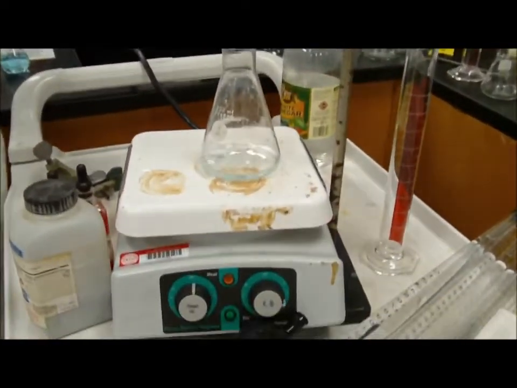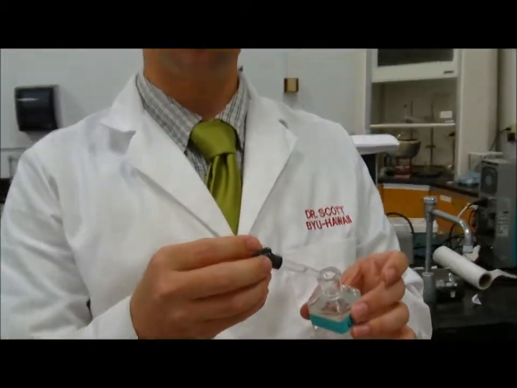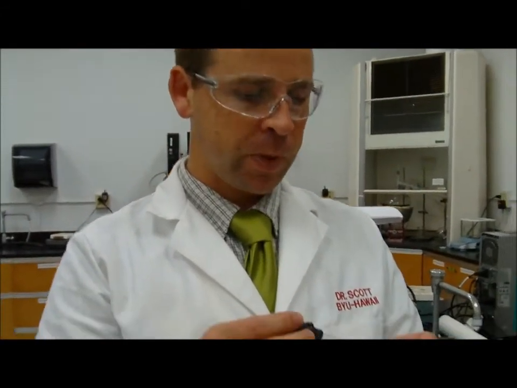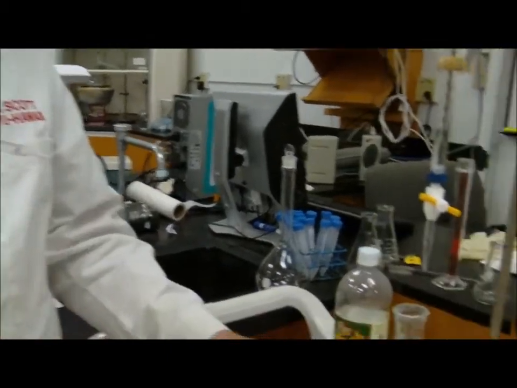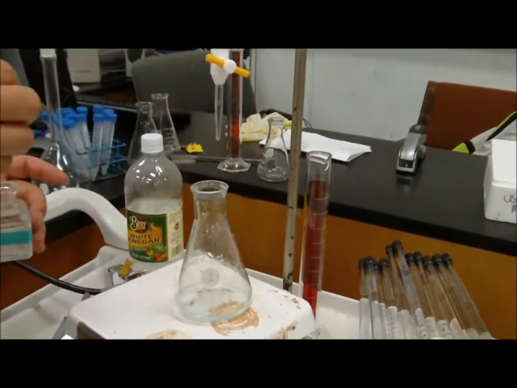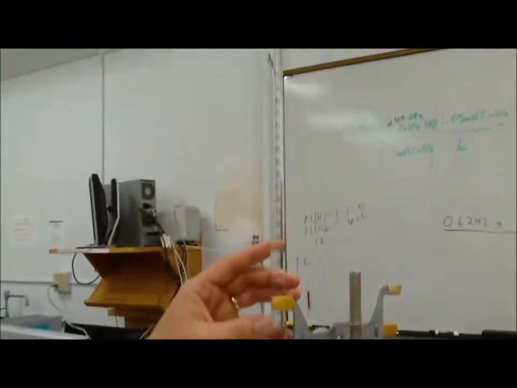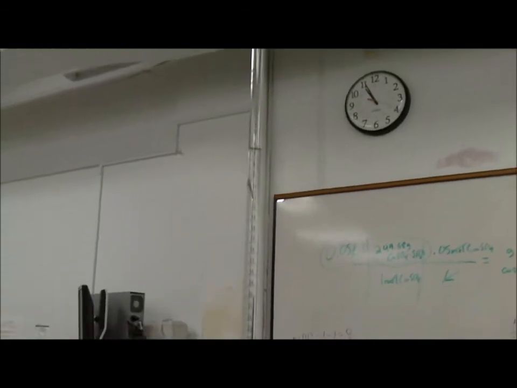My indicator will be phenolphthalein. Phenolphthalein turns purple when solutions are basic and turns colorless when solutions are not basic, right? Or neutral. So this solution here, we would expect to see no color because it is a neutral solution. Whereas this solution up here is our basic solution. So it will make the solution turn pink.